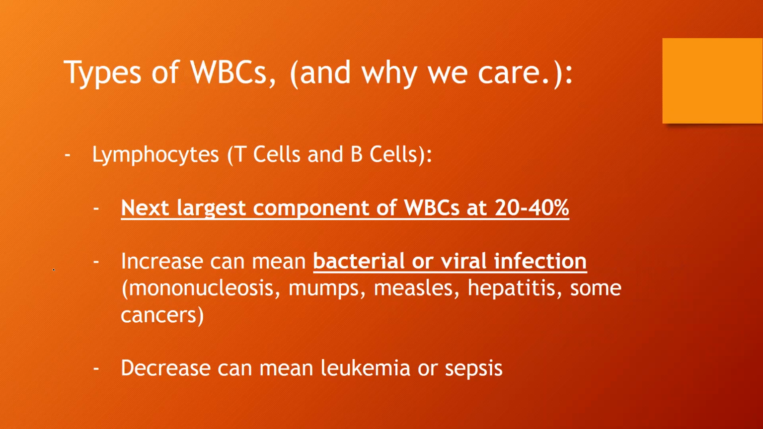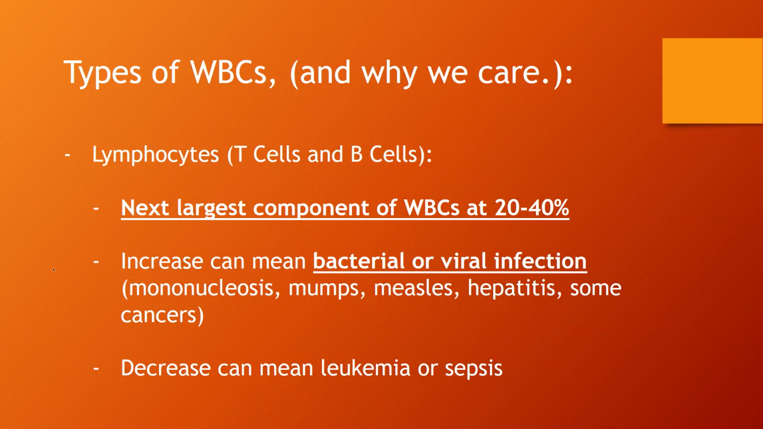Here is the second greatest component of your white blood cells. These are the lymphocytes. And the lymphocytes are the T cells and the B cells, which we all know now are part of your adaptive or specific immune system. Now, these guys will increase during a bacterial or a viral infection. These are the heavy hitters. These guys go after the mononucleosis, mumps, measles, hepatitis, some cancers, because remember the T cells can identify when a cell is sick, aka a cancer cell, and kill that cancer cell.